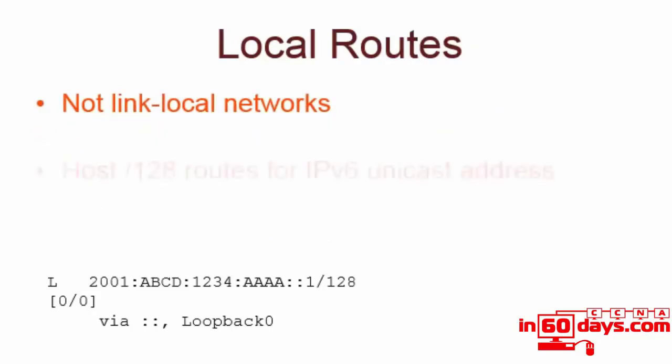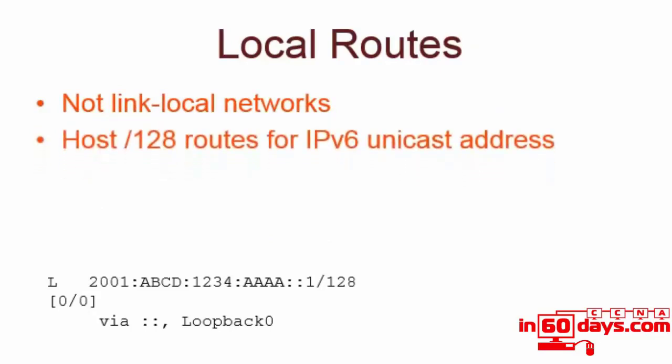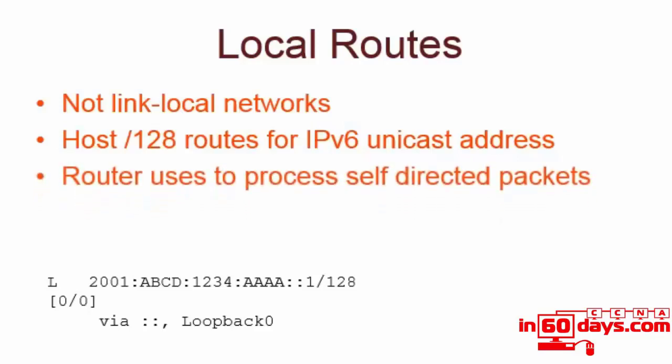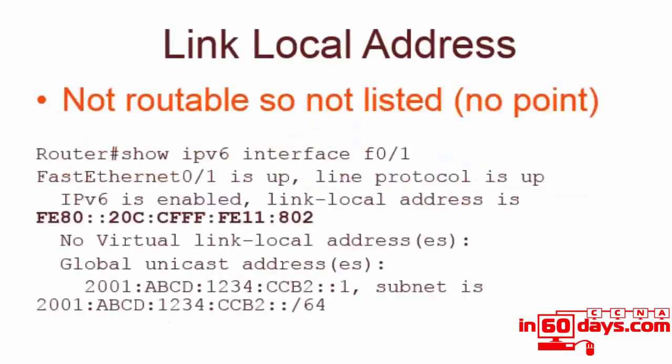There's no point because they're not used for routing, apart from the fact they're used by the protocols as next hop addresses. The host /128 routes are used for the IP version 6 unicast address. This is what the router uses to process self-directed packets. As I said, the link local address is not routable, so it's not listed in your show IP route, although when you dig further into the protocols and look at neighbors, it will show the link local address for the next hop as part of the routing process, but it doesn't show in the routing table.